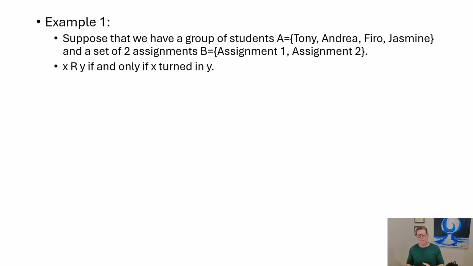So now let's take an example. Suppose we have a group of students, A, which is Tony, Andrea, Fira, and Jasmine, and a set of 2 assignments, B, which is assignment 1 and assignment 2. Our relation is defined as X R Y if and only if X turned in Y. If an individual turned in the assignment, we assign them a 1, and if they didn't, we assign them a 0. A has 4 elements, so we're going to have 4 rows, and B has 2 elements, so it's going to be 4 by 2.